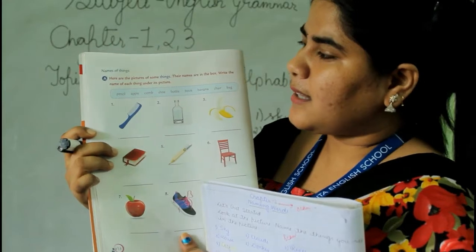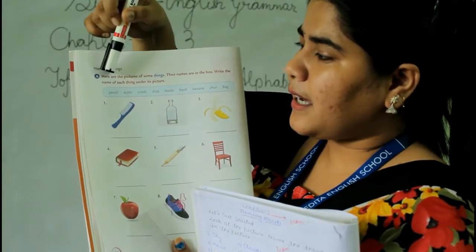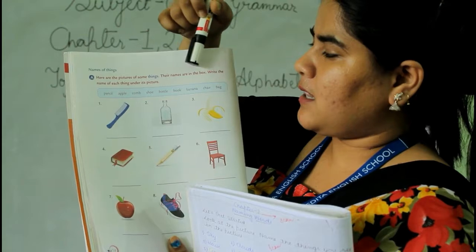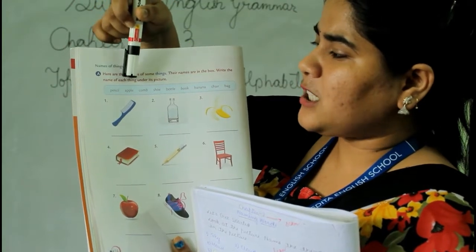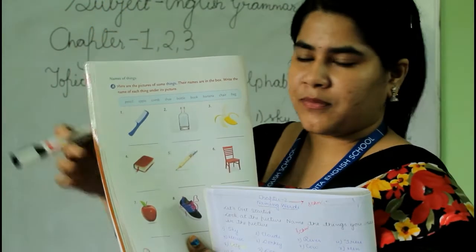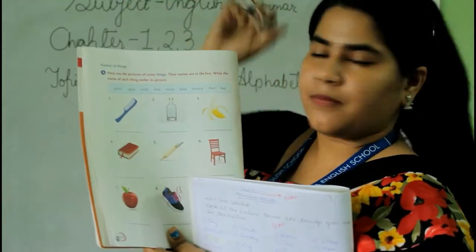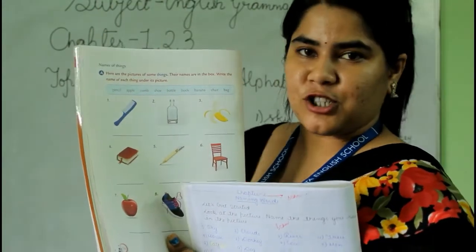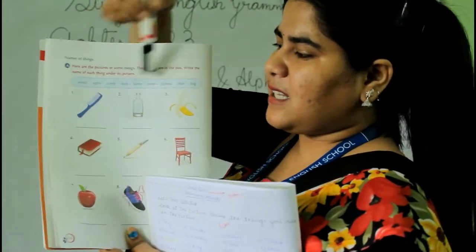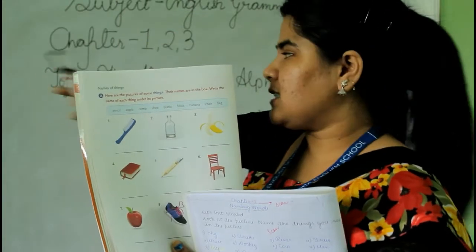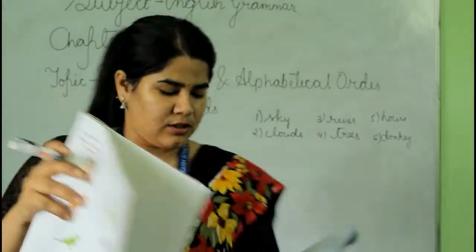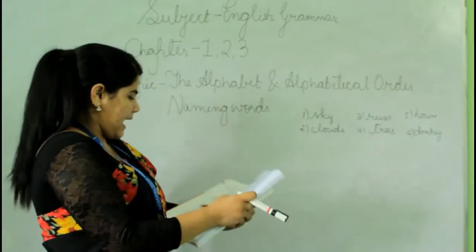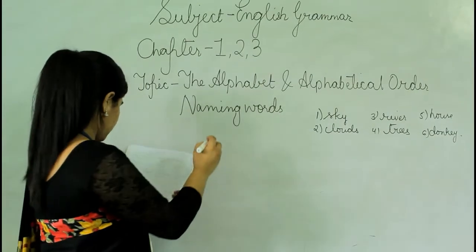Now if you turn to page number 14, you will get something like this. Name of the things. Here are the pictures of some things. Their names are in the box. Write the name of each thing under its picture. You can see in the blue column there are some words and here are some pictures also. Now you have to write these names according to the pictures. Just have a look at the board. I am going to do it. So that's page number 14 and question A.